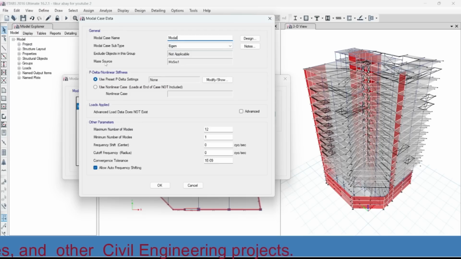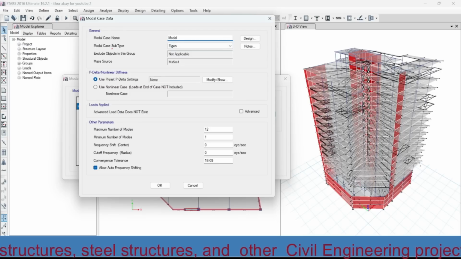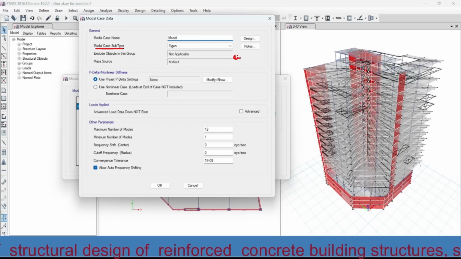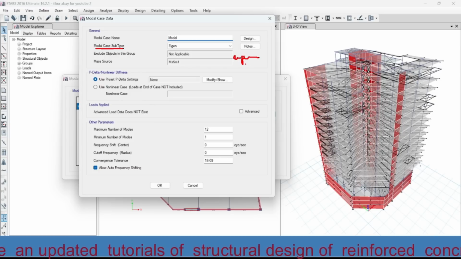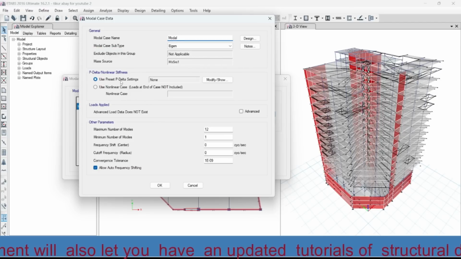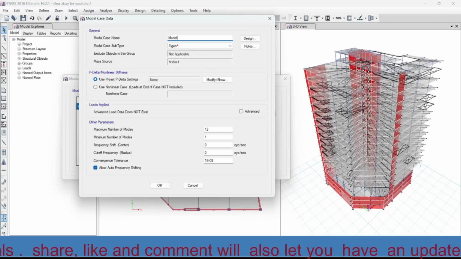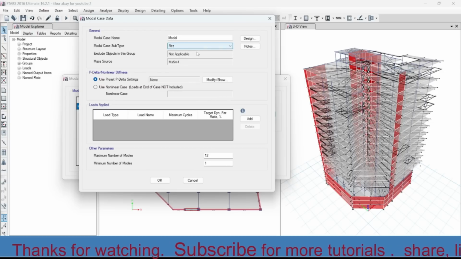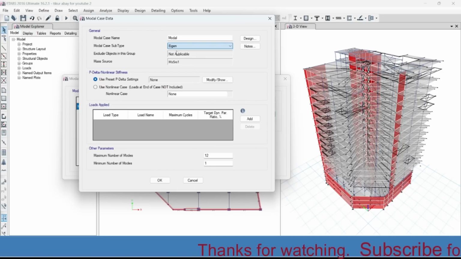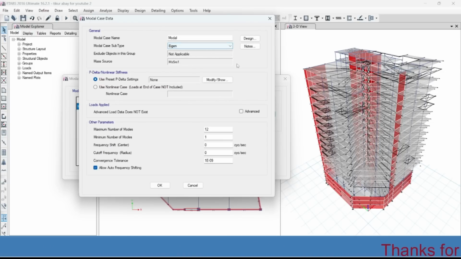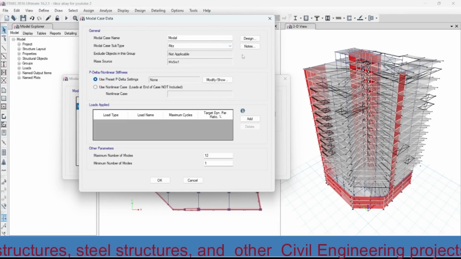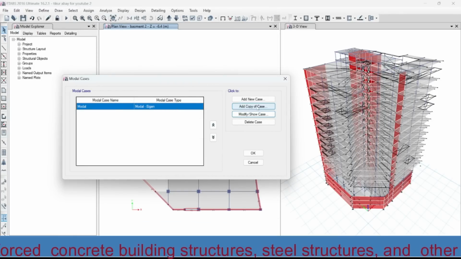So here we'll have two types of modal case. The first one is the eigenvalue, and the second one is the Ritz value. So in the case of eigenvalue, we can use the mass and the stiffness matrix. But in the case of the Ritz value, it uses the load case value.